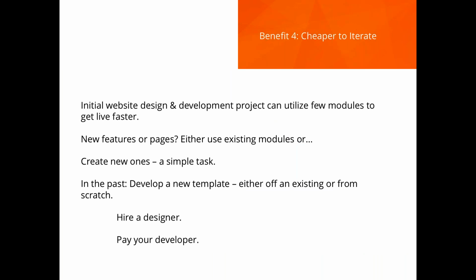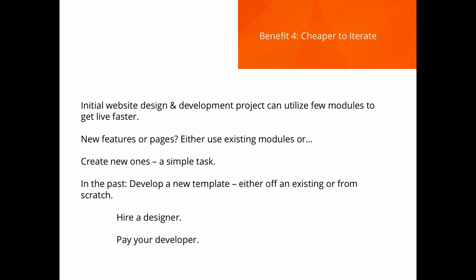Benefit 4, cheaper to iterate, kind of in line with the other benefits that we spoke about. But it's not just cheaper to iterate. I should have really just made this cheaper in general, because from a budget perspective, you can go live. You can have a 10,000 page website go live with 5 or 6 modules, and you can add to it over time. So you have a faster time to market. That means cheaper budgets to be able to build it out.